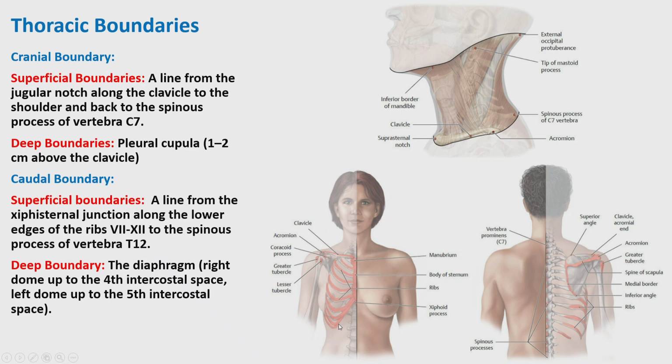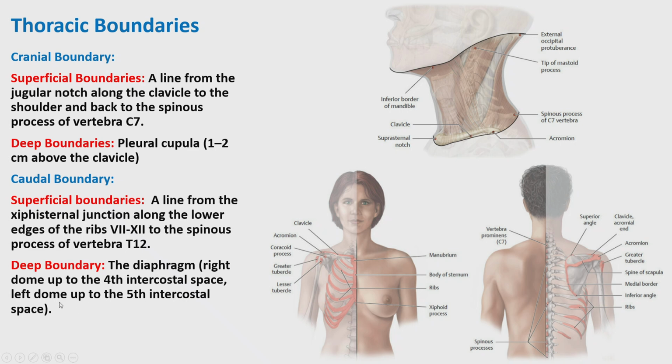The inferior border, the superficial line, starts from the xiphosternal junction and goes obliquely to the lower edge of the ribs, number 7 to 12, and posteriorly ends at the spinous process of T12. The deep boundary is the diaphragm. You know that the diaphragm separates the thoracic cavity from the abdominal cavity in the deep region. And you know that the right dome or convexity of the diaphragm finishes at the 4th intercostal space, and the left one is a little bit lower, at the 5th intercostal space.